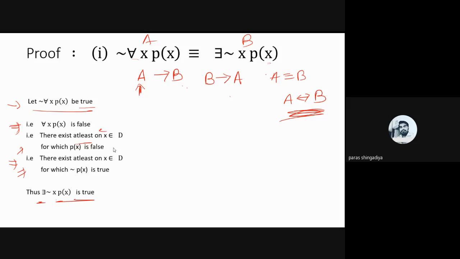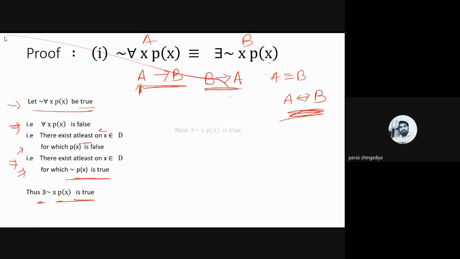Write the next line for that. There exists one x belongs to D for which negation px is true. Okay, so what is the meaning of this line? There exists one x belongs to D where negation px is true. How can we write it symbolically? There exists x negation px is true, and that is a part of B. Okay, so thus the first one is complete, and now let us prove the second one, B to A.